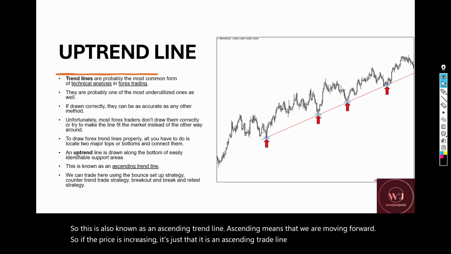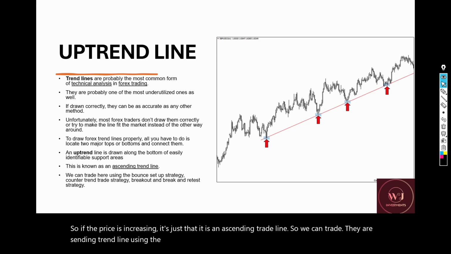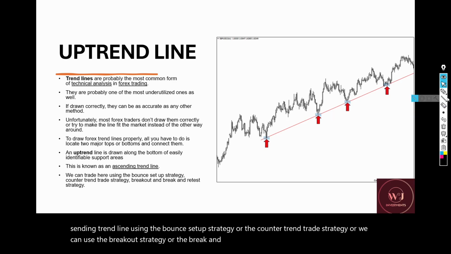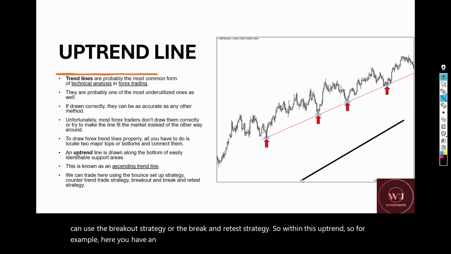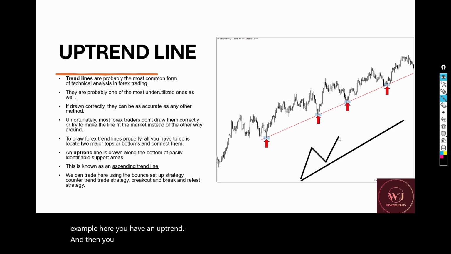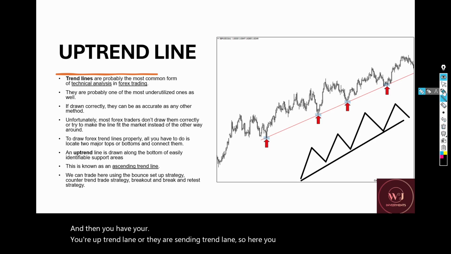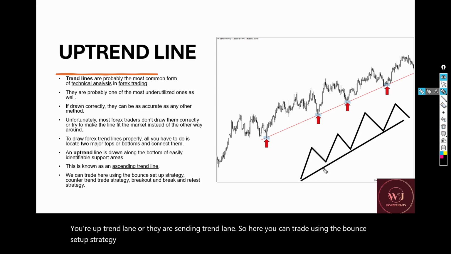We can trade the ascending trend line using the bounce setup strategy or the counter trend trade strategy, or we can use the breakout strategy or the break and retest strategy. Within this uptrend, for example, here you have an uptrend, and then you have your uptrend line or the ascending trend line. Here you can trade using the bounce setup strategy, whereby you wait for the price to come and hit the trend line and then bounce off.